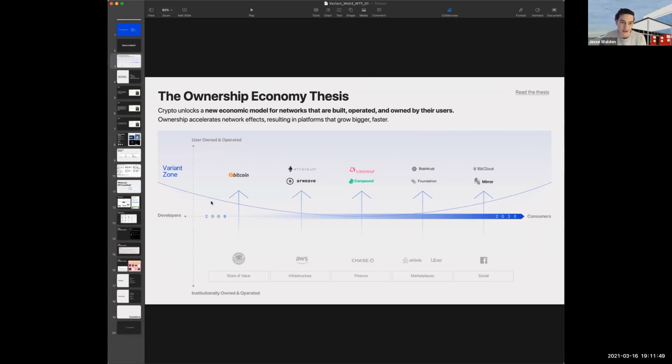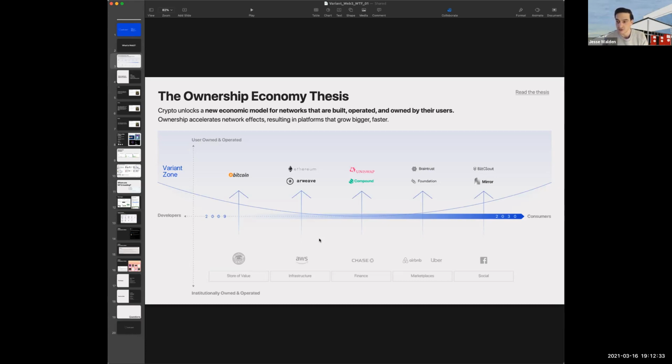But the core idea here is that ownership is a really powerful incentive to get users to contribute to the products and services that they interact with every day in a more meaningful way. And very often that incentive accelerates or can accelerate the network effects of these platforms, resulting in networks that grow much faster and hopefully much bigger than their institutionally owned counterparts. And just to give one concrete example of that, I always like to throw up the example of Uniswap, which is not directly a creator facing product, but may play a role, and we'll come back to that later.